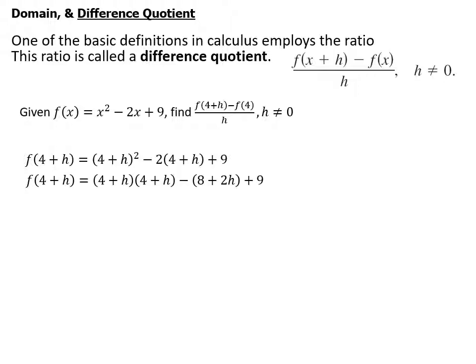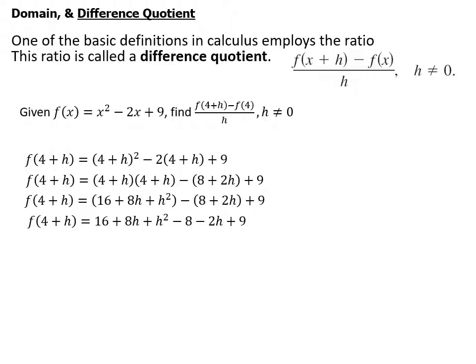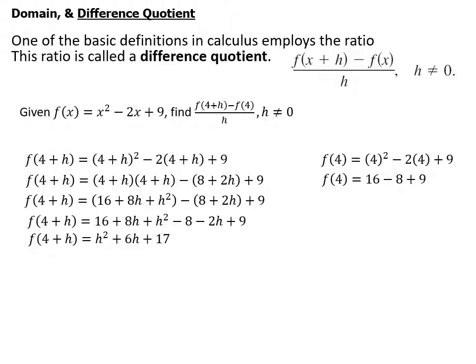So 4 plus h times 4 plus h is 4 plus h squared. Negative 2 times 4 plus h, well, I can distribute the 2, that's going to be 8 plus 2h. And then 4 plus h times 4 plus h is 16 plus 8h plus h squared. And then distribute the subtraction and then simplify. So we've got an h squared. We got 8h minus 2h is 6h, and 16 minus 8 is 8, plus 9 is 17. And then f of 4, well, that's just going to be 4 squared minus 2 times 4 plus 9. That's 16 minus 8 plus 9, which is just 17.